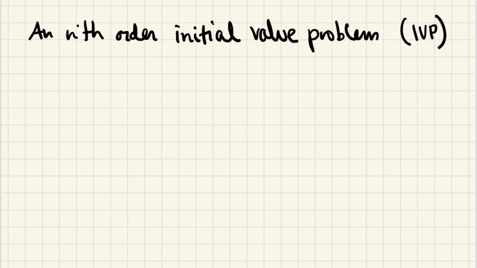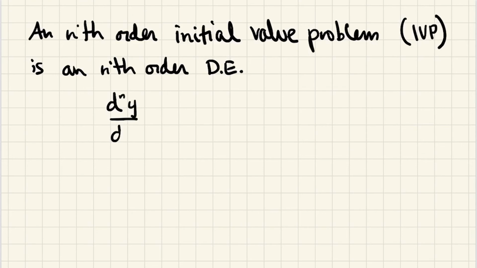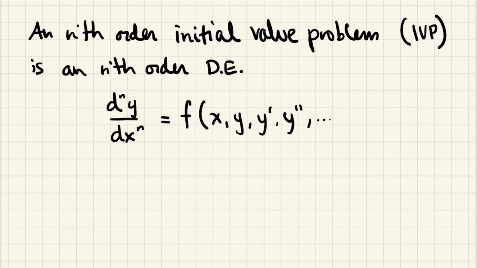Okay, let's define an initial value problem. So an nth order initial value problem, which is commonly abbreviated IVP, is an nth order differential equation. So I'll just write one in normal form here. Normal form, recall, is where the nth order derivative is isolated, which means that everything on the right will just be a jumble of x, and then all the lower derivatives, so y, y prime, y double prime, down to the n minus 1th derivative.